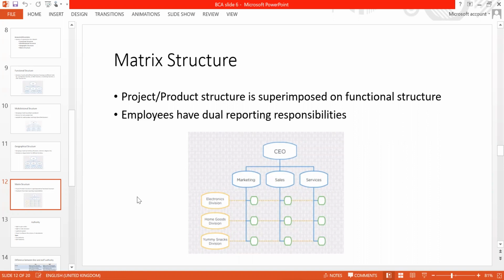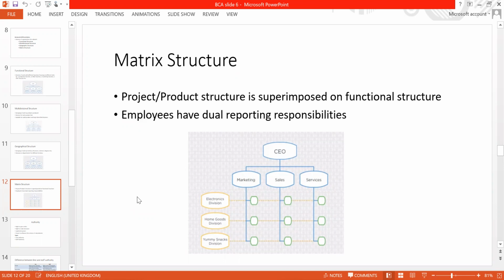There is, so let's say, a project of hydroelectricity, of NEA. If there is a project of NEA, then let's say this CEO is the CEO of NEA. Then you have these functions within NEA. In Nepal Electricity Authority, you have marketing, you have sales, you have services, engineering function. So this is just a simple example.